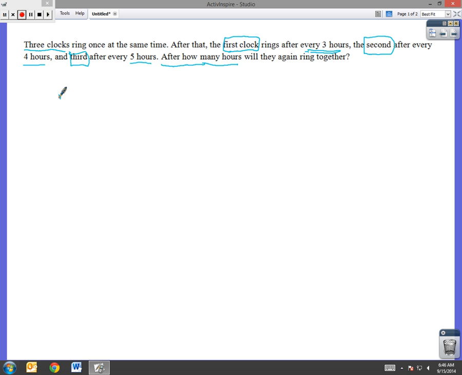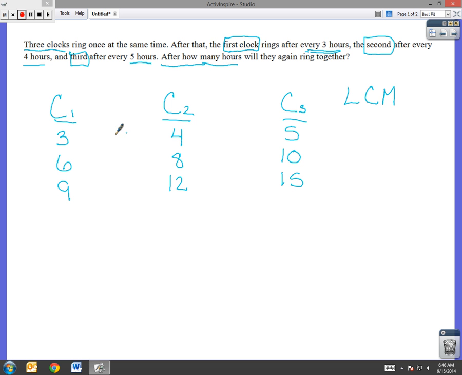So we have clock 1, I'm going to call it C1. We have clock 2, and we have clock 3. Now, we know that clock 1 is ringing 3 hours, and then again 6 hours, and then again 9, etc., etc. We have this one 4 hours, which then it would be 8 hours from the original start time, and then 12 hours. And then we have clock 3, 5 hours, then 10 hours later, then 15 hours later. Looks like I'm listing multiples here. So what I'm really looking for is the least common multiple for 3, 4, and 5.